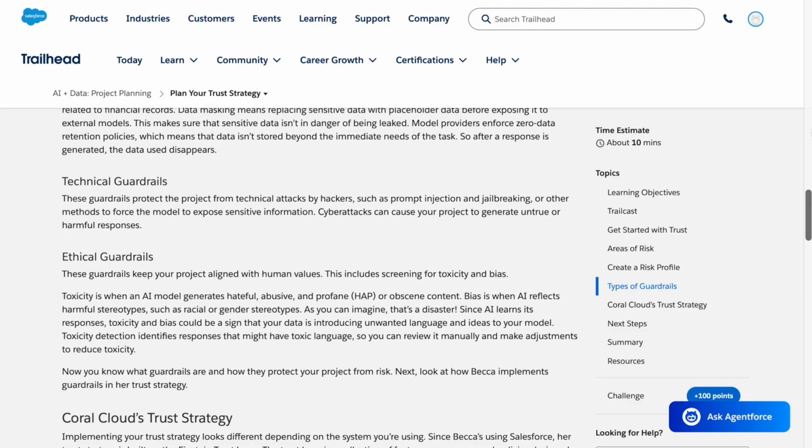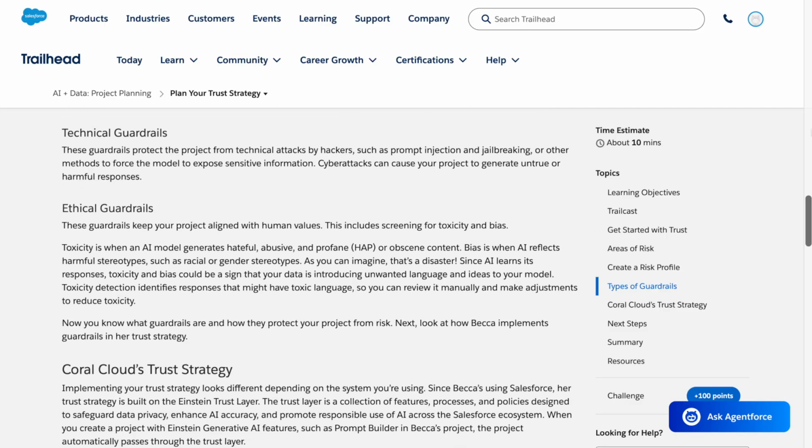Technical guardrails. These guardrails protect the project from technical attacks by hackers, such as prompt injection and jailbreaking, or other methods to force the model to expose sensitive information. Cyber attacks can cause your project to generate untrue or harmful responses.